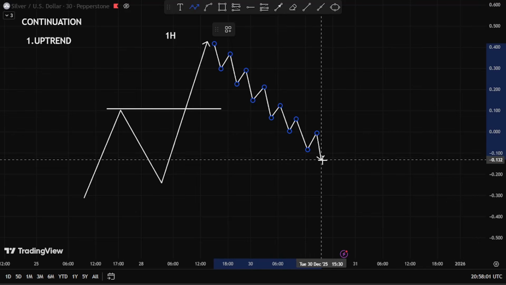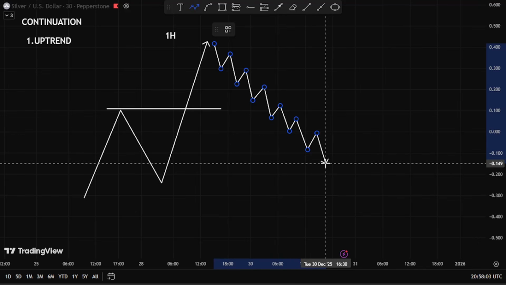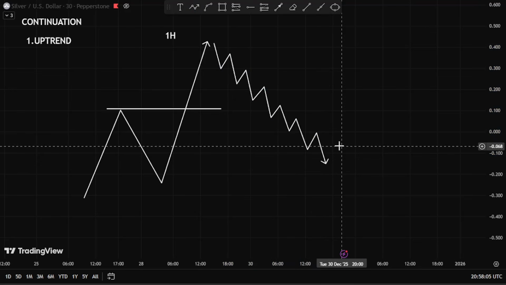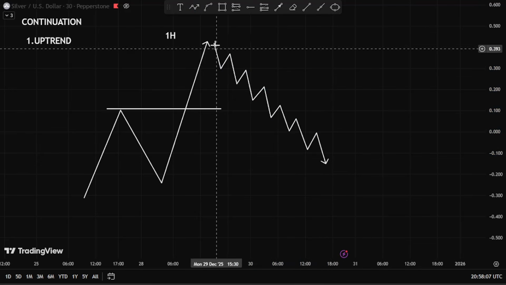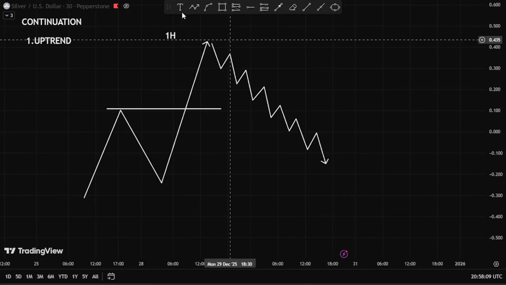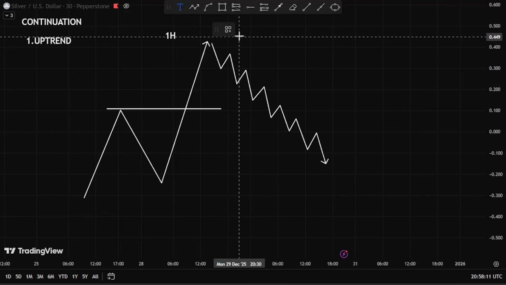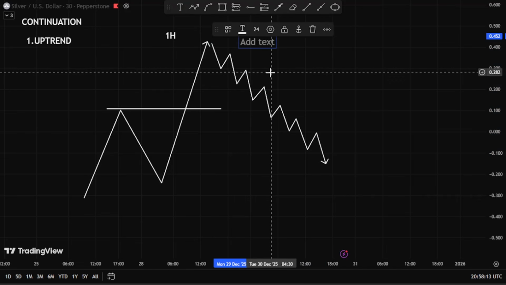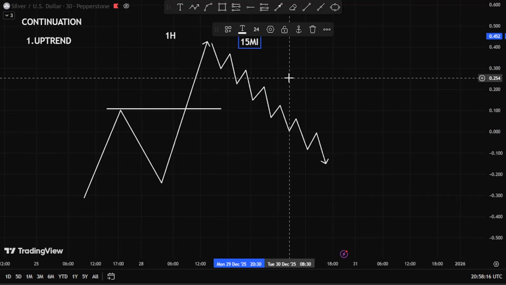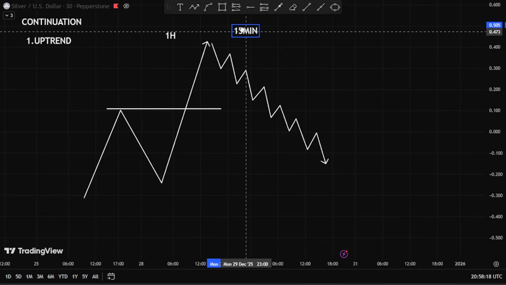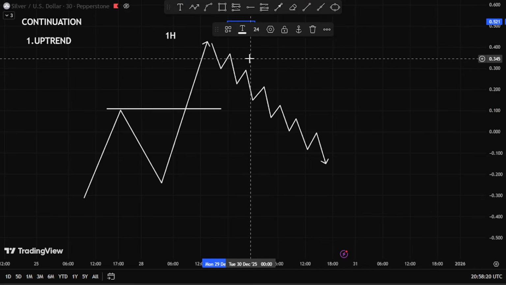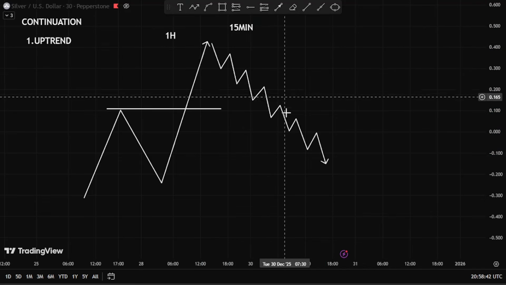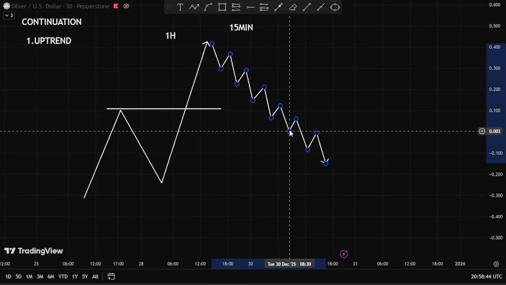At any point in time, this is where your first entry will be coming from. You are seeing that price is making lower highs and lower lows, indicating the lower time frame movement for the correction. So 15 minutes, and put that here. When price is correcting, it should be making what? Lower highs and lower lows.